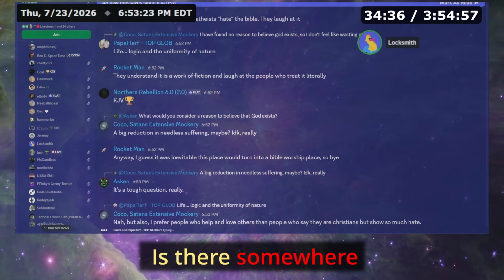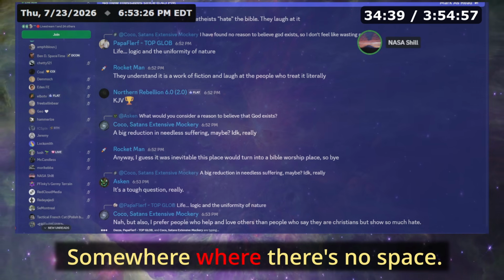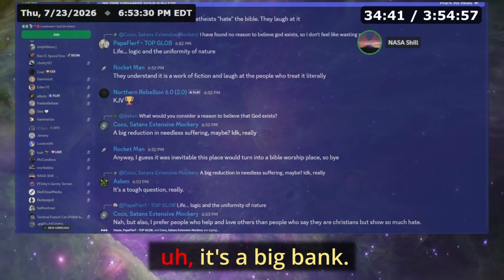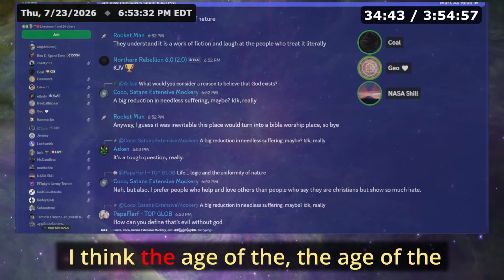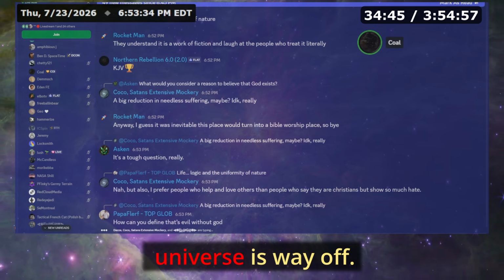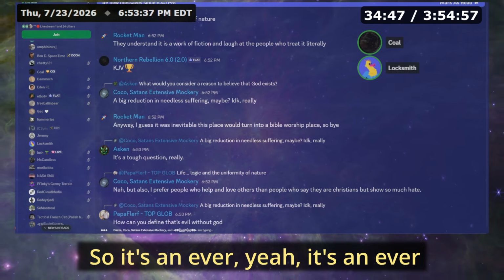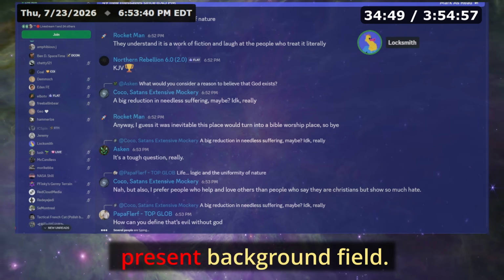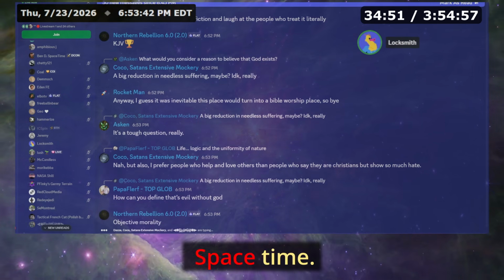Okay, is there somewhere where there's no space-time? Well, then you have to go back to the instant of the Big Bang, I guess, where space began. I think the age of the universe is way off. I think the universe is far older. So it's an ever-present background field. It's everywhere you go, space-time, right?